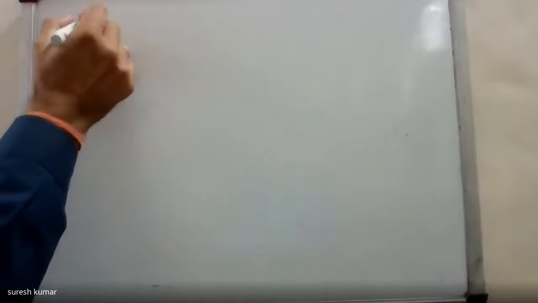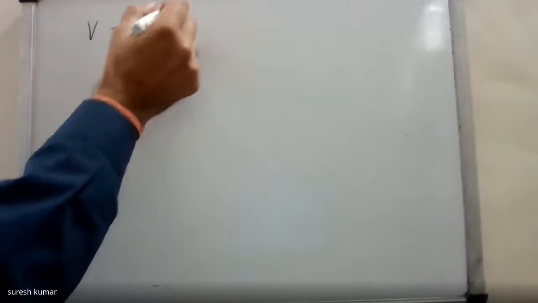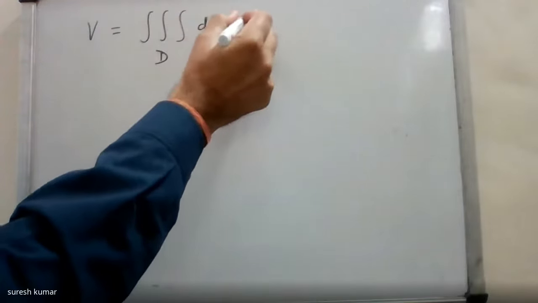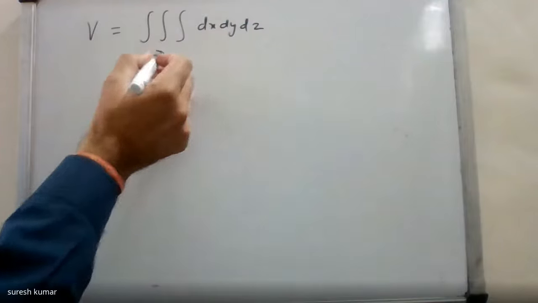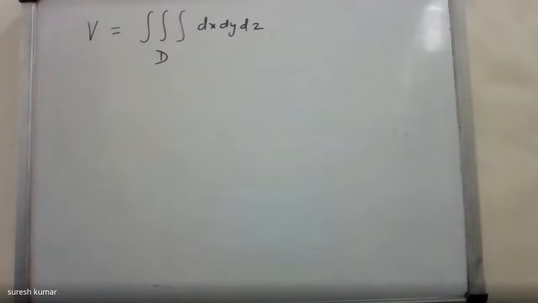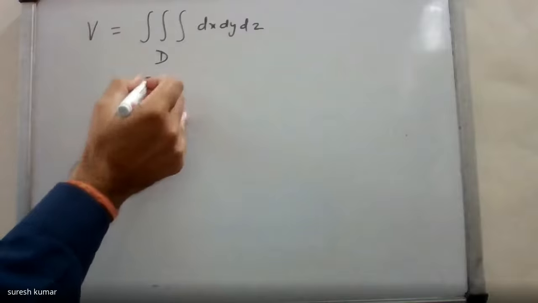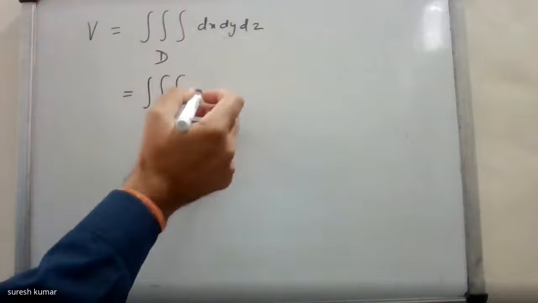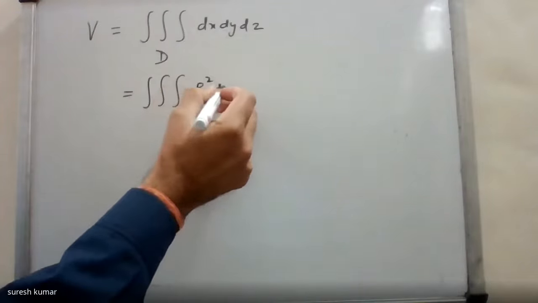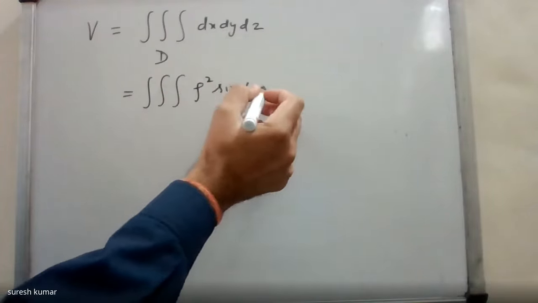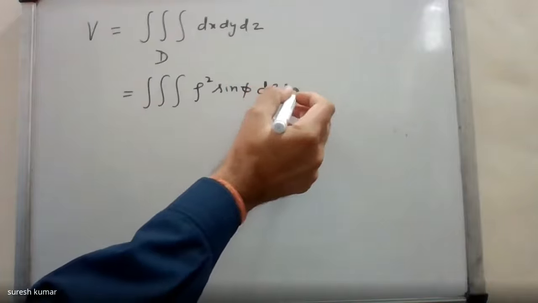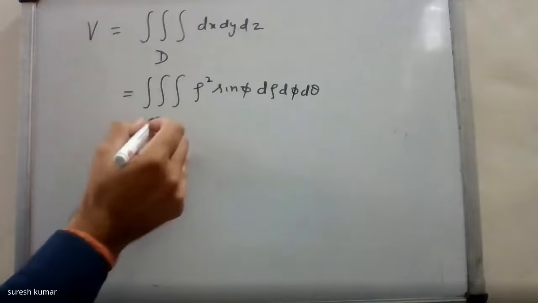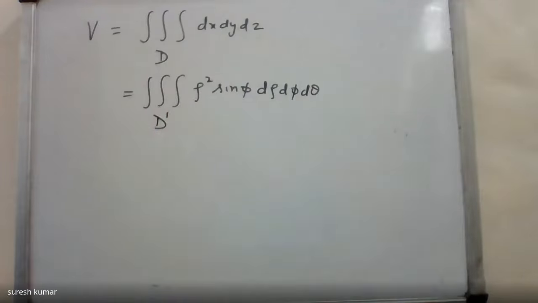What is the formula for the volume of the 3D region using triple integral? This is the formula, dx dy dz, where xyz vary in the region D. Okay. In spherical coordinates, this formula transforms to dx dy dz goes to rho square sine phi d rho d phi d theta. Alright. You can say it's a new region for rho phi theta.